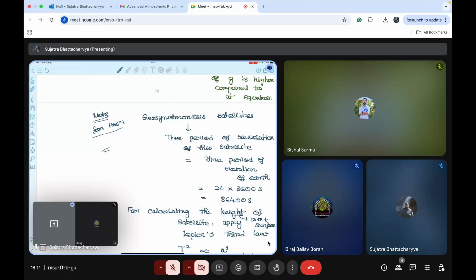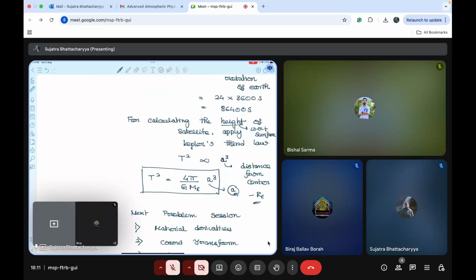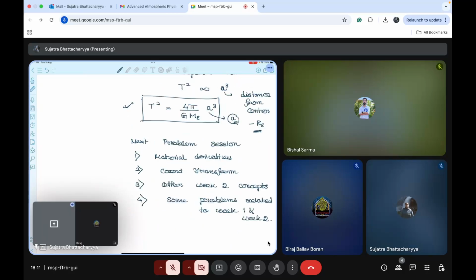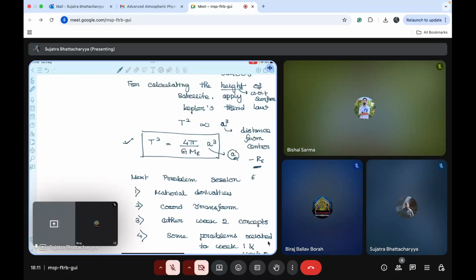A geosynchronous satellite means the time period of revolution of the satellite is the same as the Earth's rotation period. You can use Kepler's third law, which I have shown here, to calculate a. Remember, a is measured from the center of the Earth. So if you have to calculate the height, you have to subtract the radius of the Earth, which is roughly about 6370 kilometers. So you will get a rough estimate for that question.